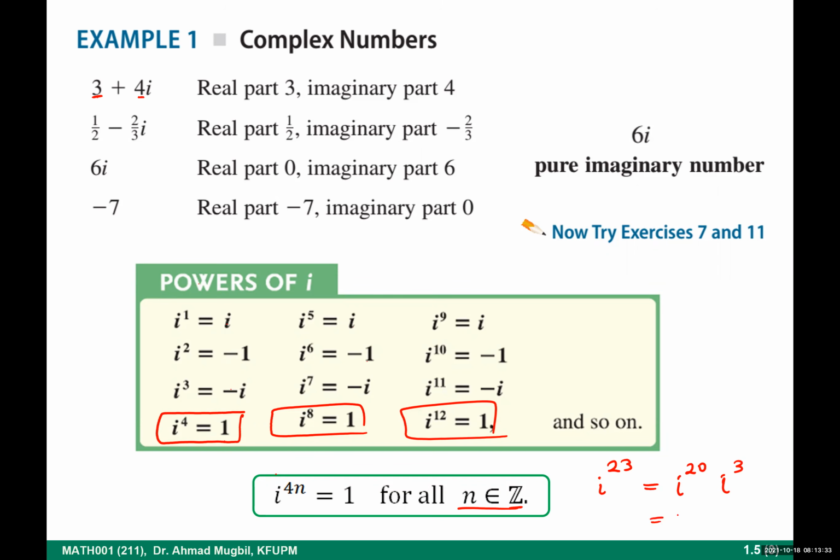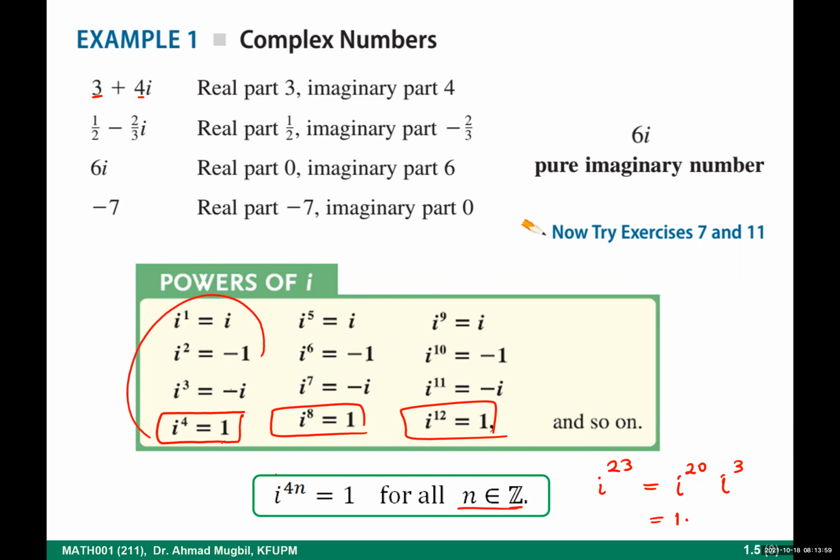i to the power 20 is what? Why is it 1? Because 20 can be divided exactly by 4. So it is 1 multiplied. If you want to do it with more steps, i to the power 20 is i to the power 4, all to the power 5. And i to the power 4 is 1. 1 to the power 5 is 1. So it is in fact 1 multiplied by i to the power 3.